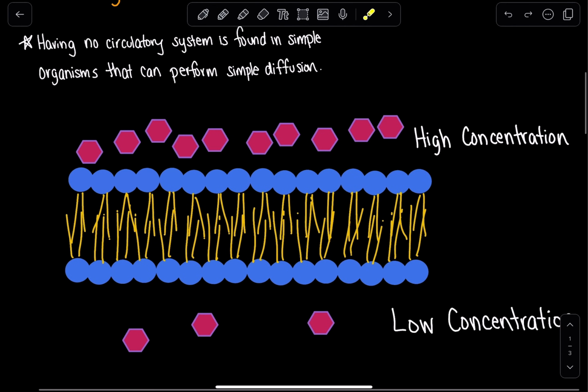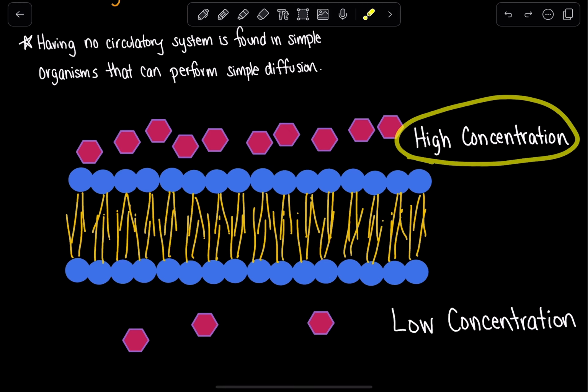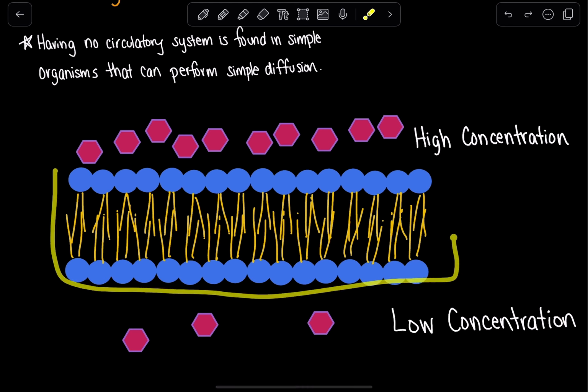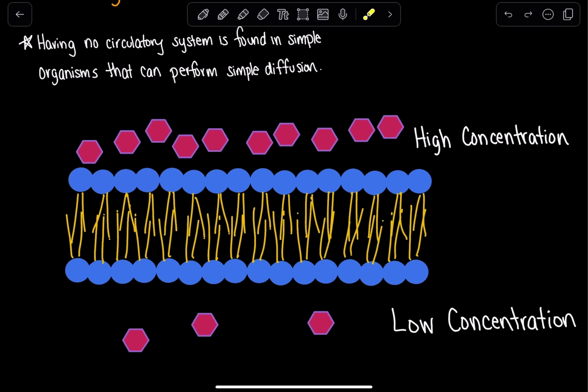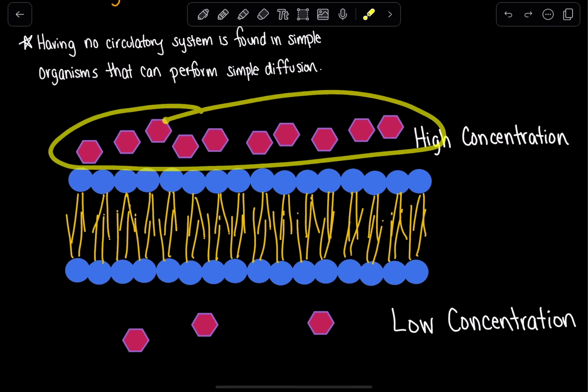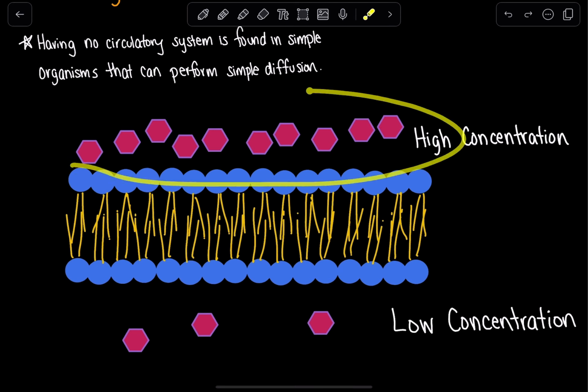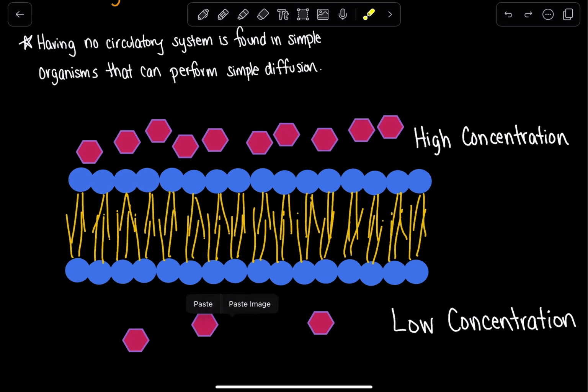To recap, simple diffusion is the passive diffusion of solutes from an area of high concentration to an area of low concentration. Here, as an example, we have a cell membrane. On this side of the cell membrane, we have a high concentration of solute, but on this side, we have a low concentration of solute. Through passive diffusion, the side which has the high concentration of solutes will move solutes to the low concentration side to balance out the two concentrations.